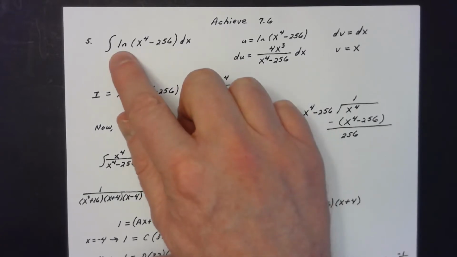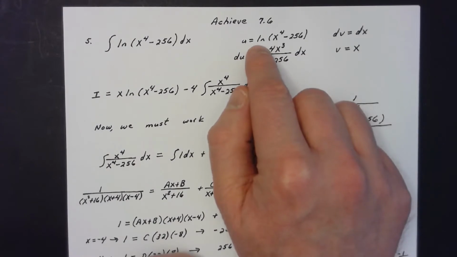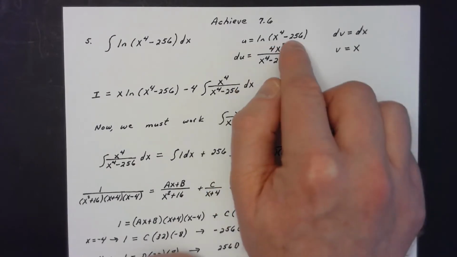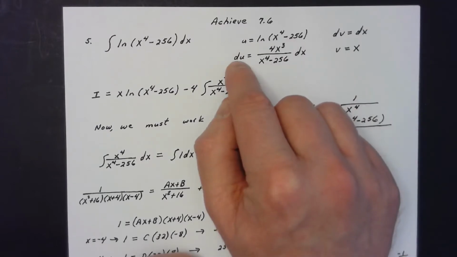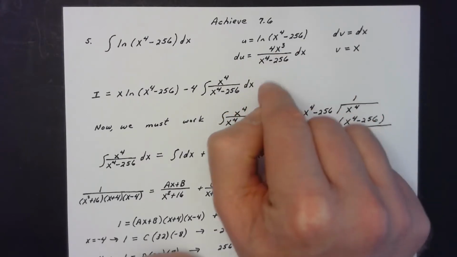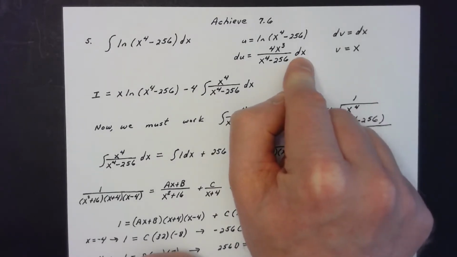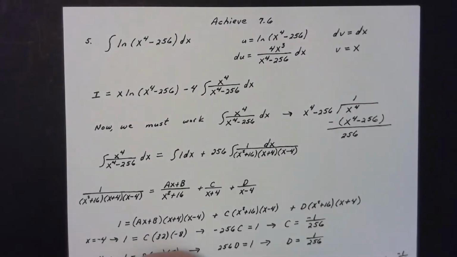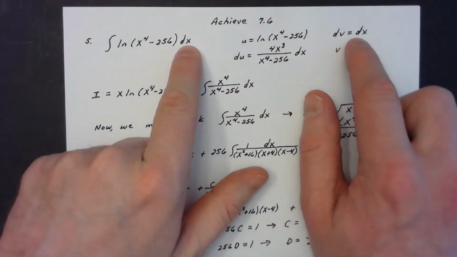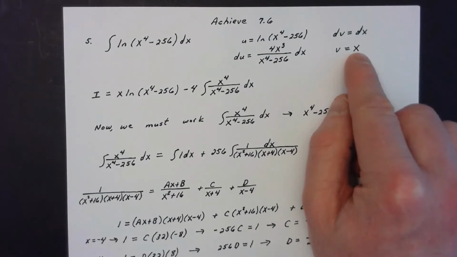As soon as you see a natural log in there, you automatically know that this is going to be an integration by parts problem. So we let u equal the entire log function, and then you know that the derivative of any log is 1 over what's inside the log, and then the numerator is always the derivative of what's inside the log, and then we know we're taking this derivative with respect to x. So we get 4x cubed over x to the 4th minus 256 dx. Now, dv has to be the dx in the problem, and so the integral of 1 dx is just x.